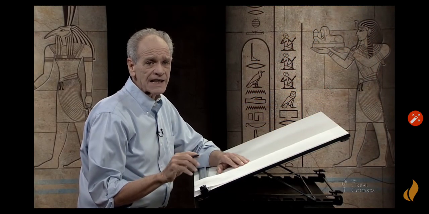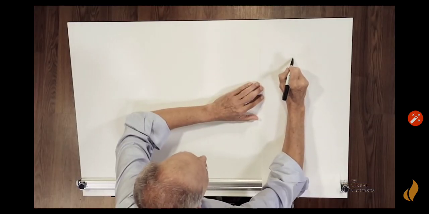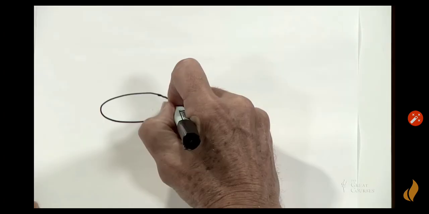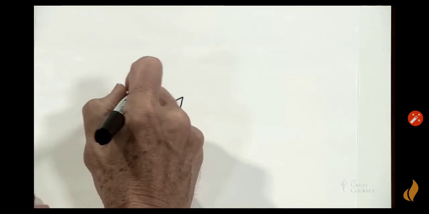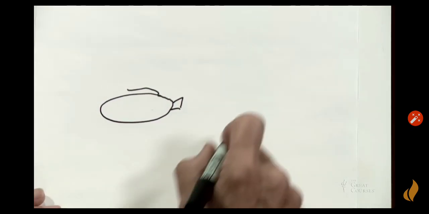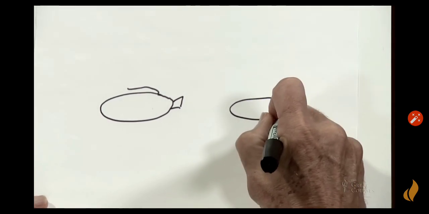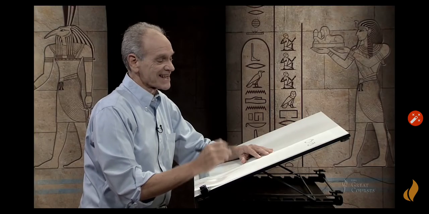D is a hand. It's stylized, not realistic. Now, start with an oval, then draw the wrist, like that, and now comes the thumb. It almost looks like a mitten. So you do the oval, the wrist, and the thumb. And that's D.